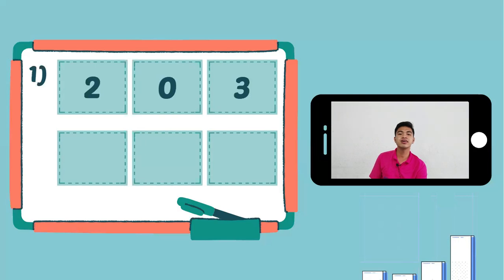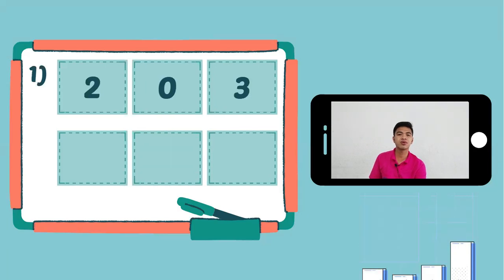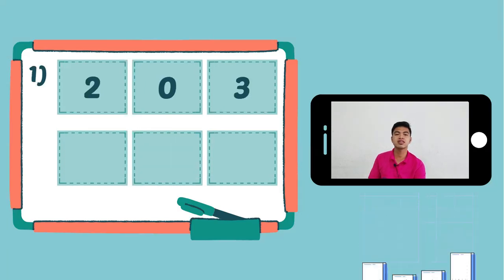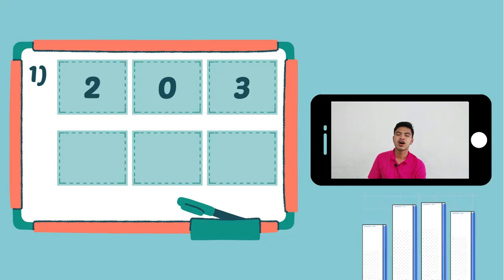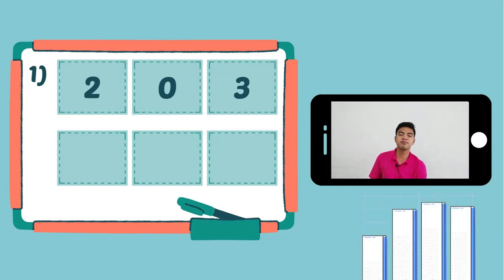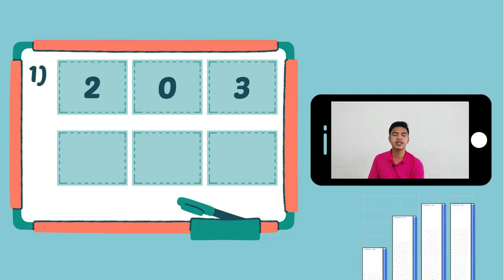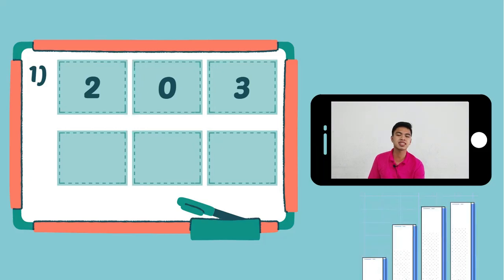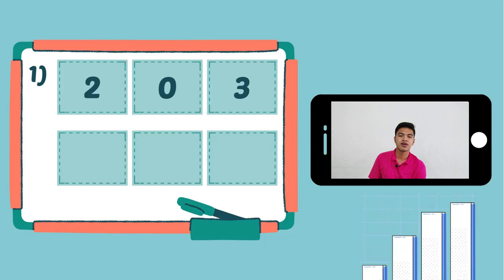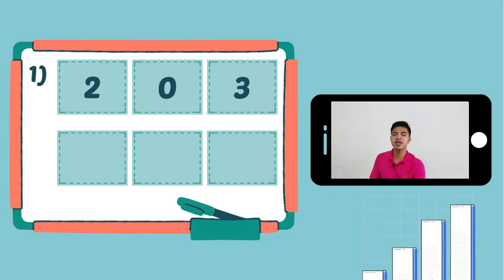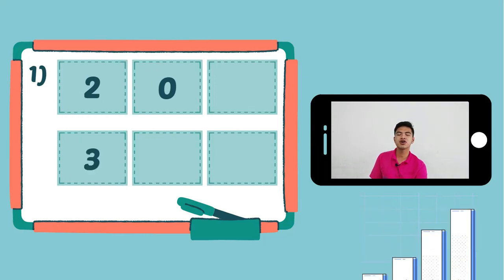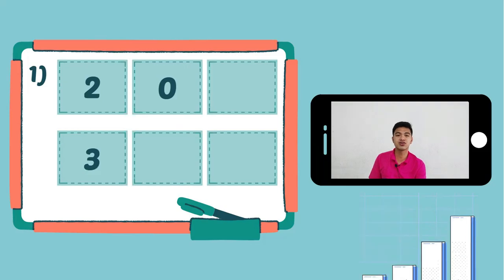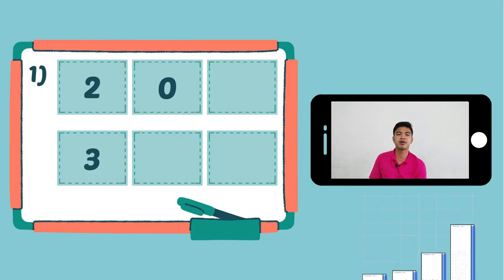We have here 2, 0, and 3. So what are we going to do to find out what is the first number? Okay, here we're going to write the biggest number first, which is, what do you think? What is the biggest number in here? Of course, it is going to be 3, okay? And then we're going to compare 2 and 0, which is the bigger number of them.